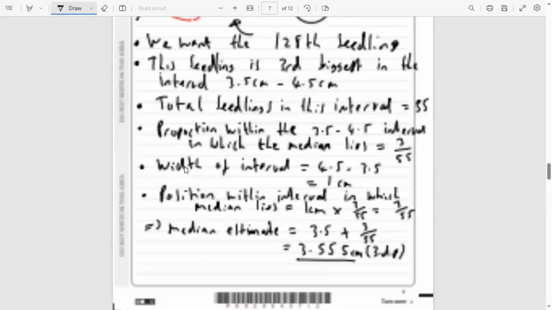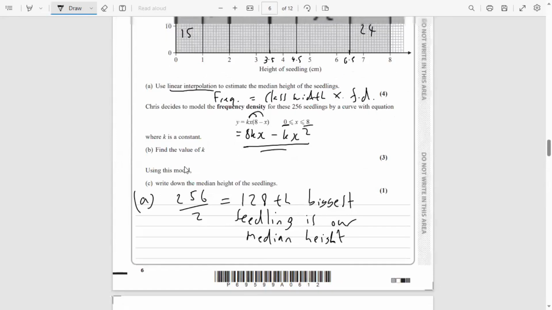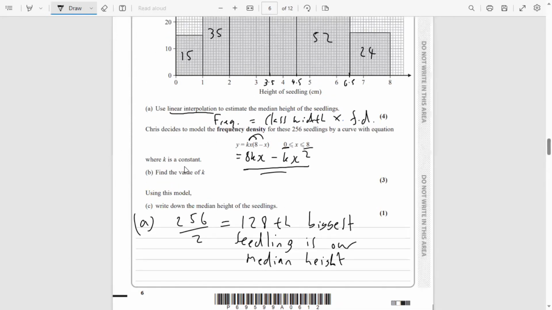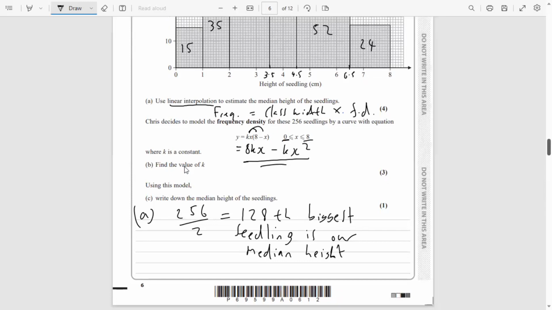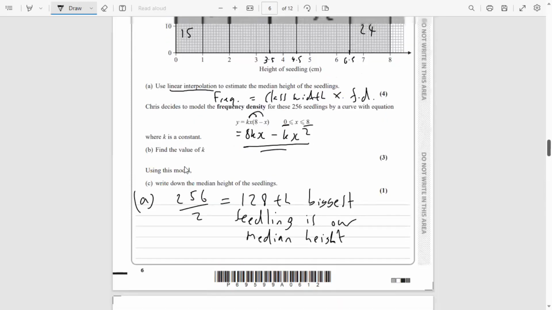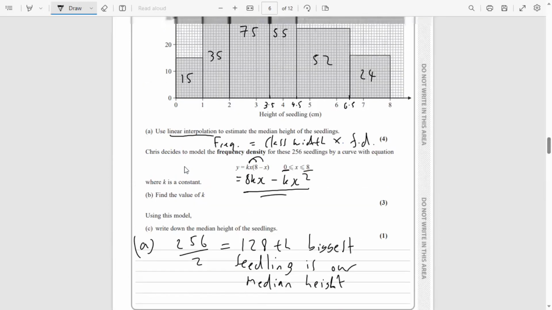So k is 3. And then the last part of the question: using this model, write down the median height of the seedlings. Now we're not using the histogram, we're using the model equation. What would be the estimate for the median height of our seedlings? To do this, let's think about the graph that we have, because I think sketching the graph to see what it looks like would help us out.